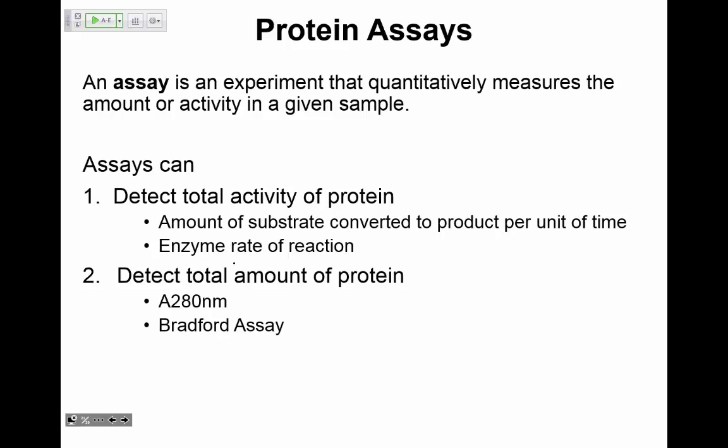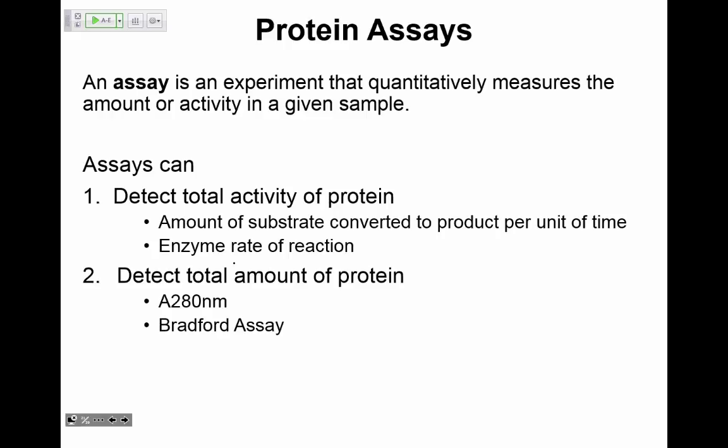All right, so it's a rate of reaction. Miles per hour, distance per time, all right? Rates are always some unit per time. So that's the first thing we can detect, activity of our protein. The second is our total amount of protein, okay?